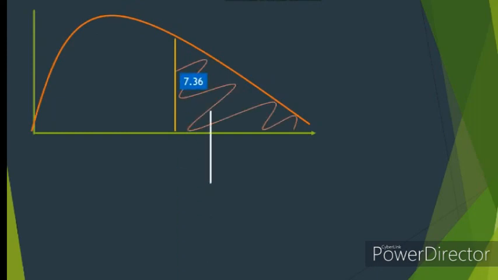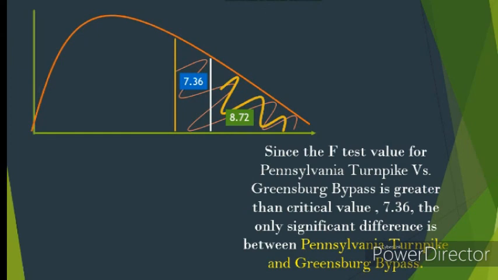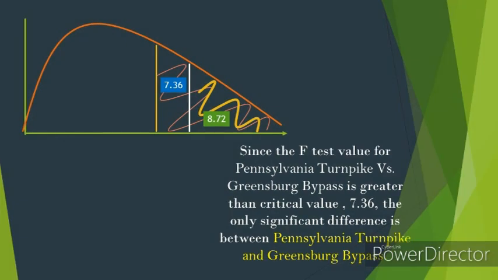So for the conclusion, since the F-test value for Pennsylvania Turnpike versus Greensburg Bypass is greater than critical value 7.36, the only significant difference is between Pennsylvania Turnpike and Greensburg Bypass.